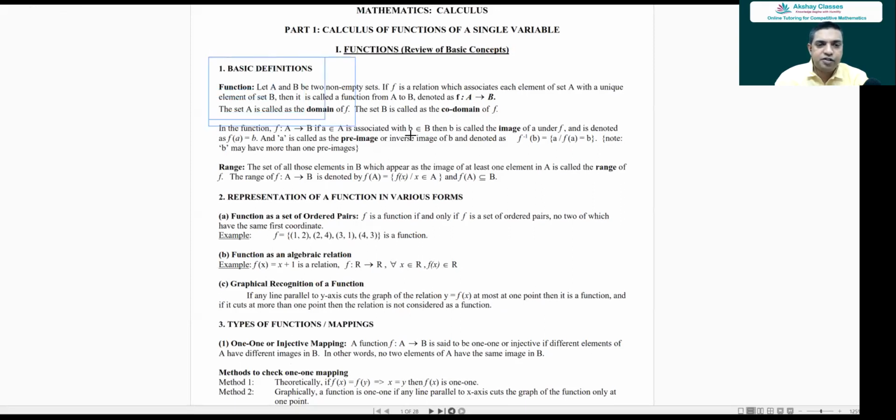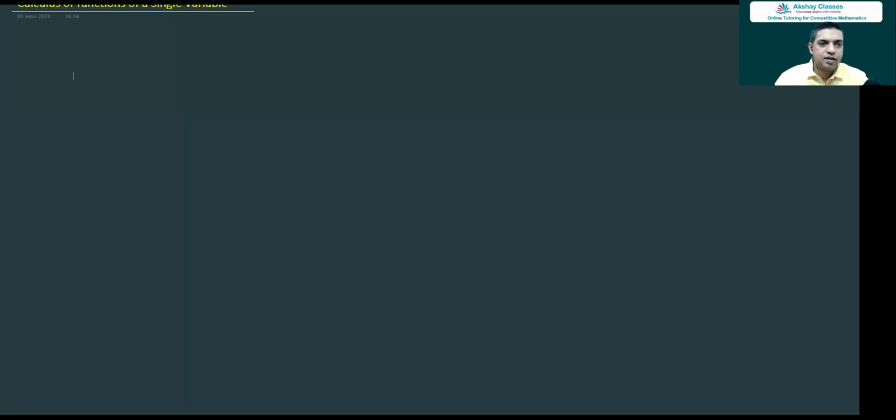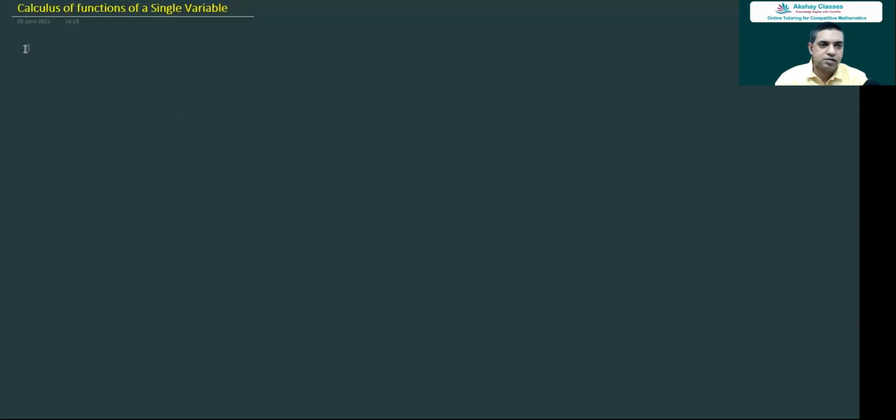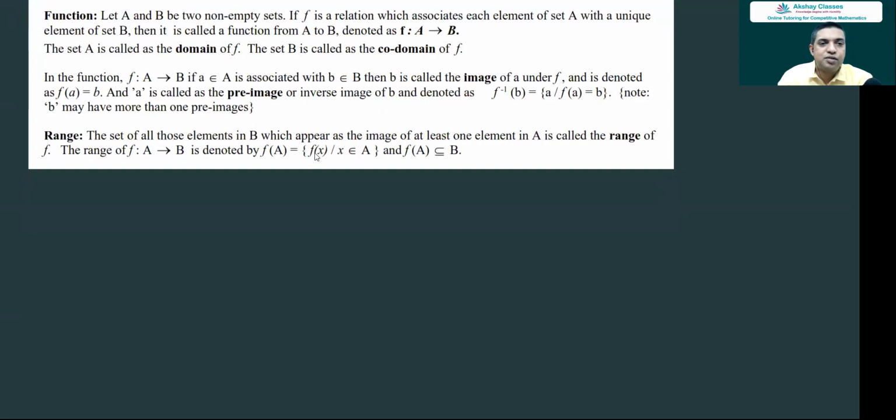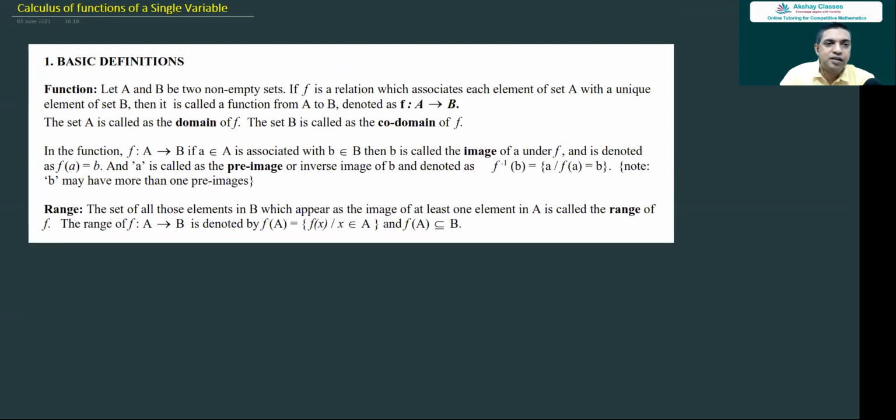So, a basic definition of functions. What is a function? What is domain, range? Let A and B be two non-empty sets, and f is a relation which associates each element of set A with a unique element of set B. Then it is called a function from A to B.